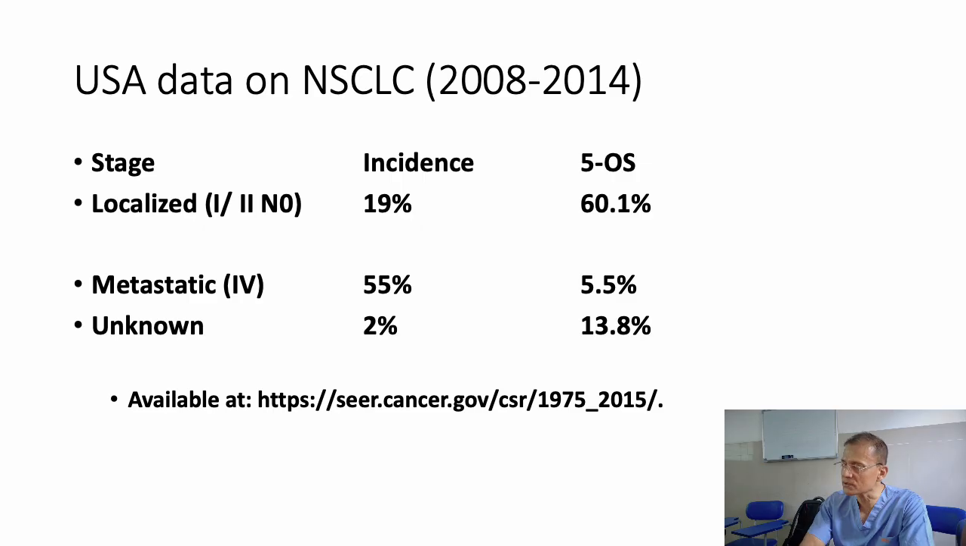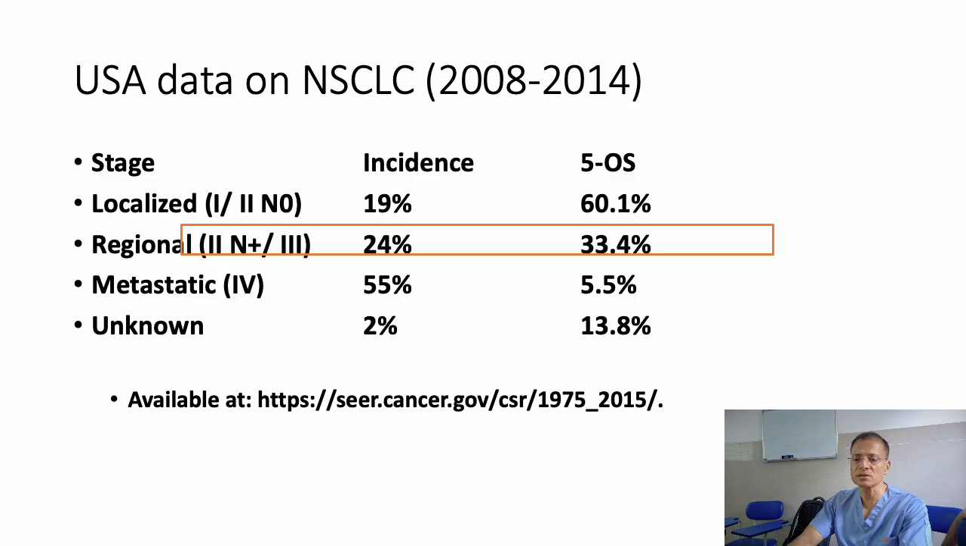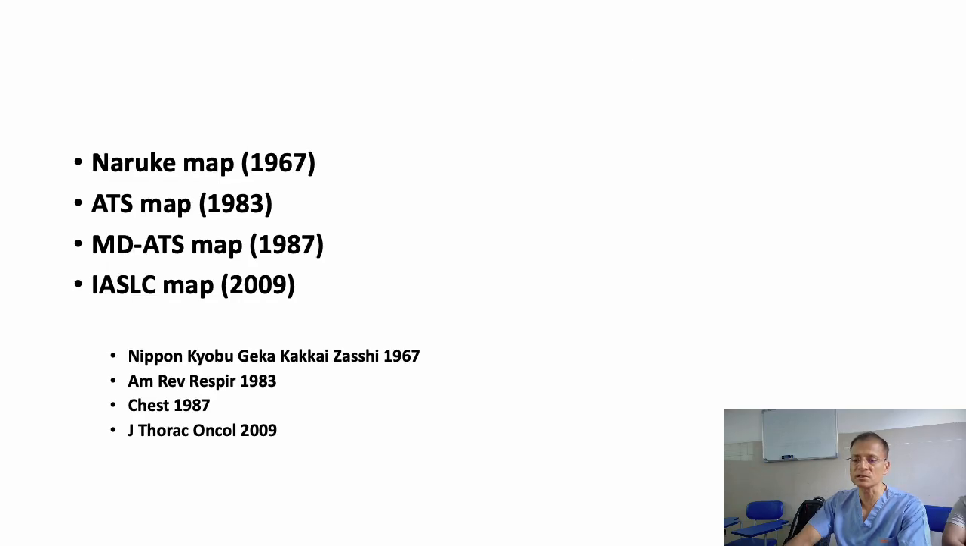If you go through the 2008-2014 data from the USA, it said that most of the patients come with mediastinal lymph node metastatic disease. It means about 24% are stage 2 with node positivity, and the 5-year survival is definitely lesser in those cases.